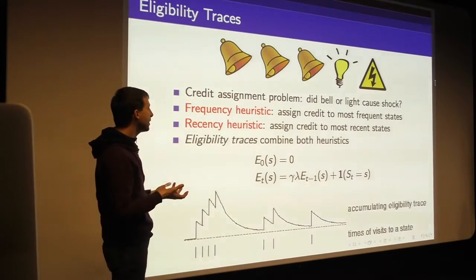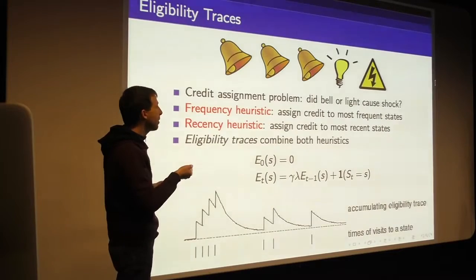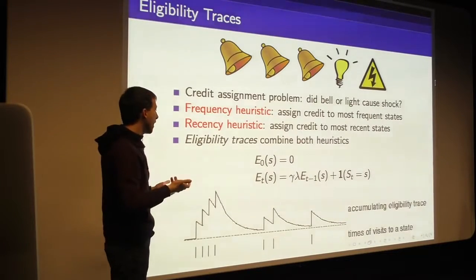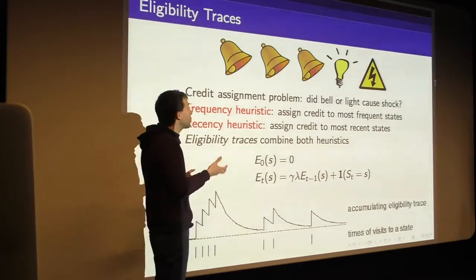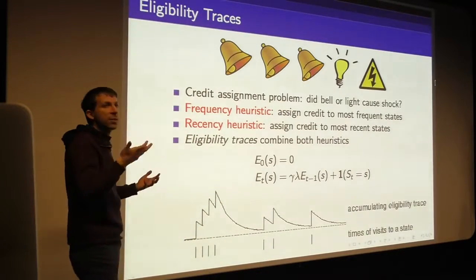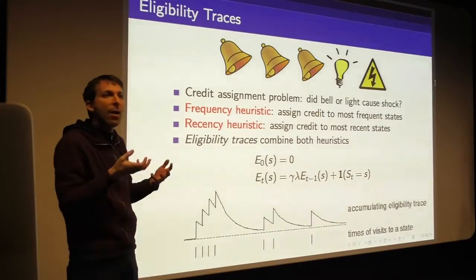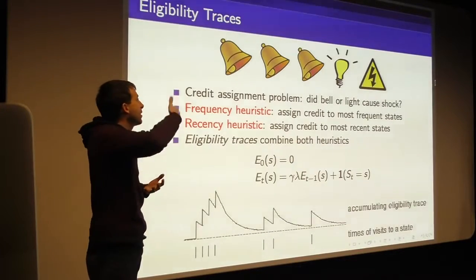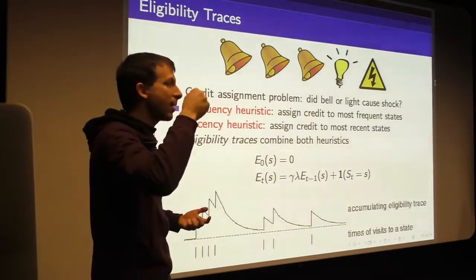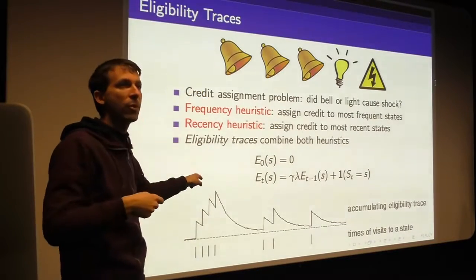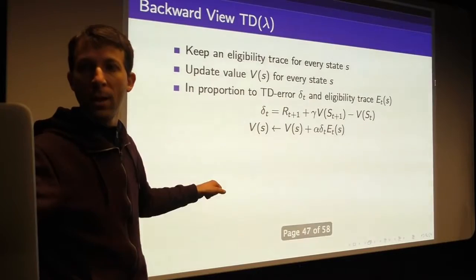When we see an error, we update the value function in proportion to the eligibility trace, in proportion to how much credit we think should be assigned to being in that state. Like how much was being in the state of hearing a bell the cause of this error that I saw, and we update the value function there directly in proportion to the eligibility trace.